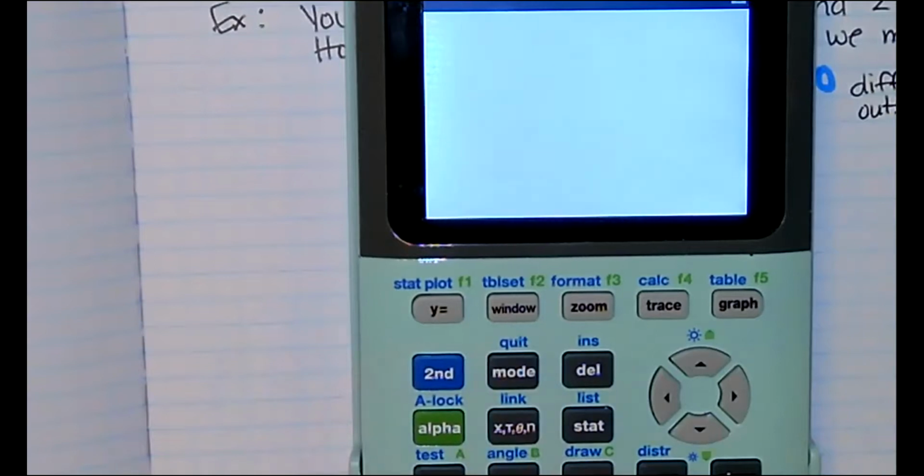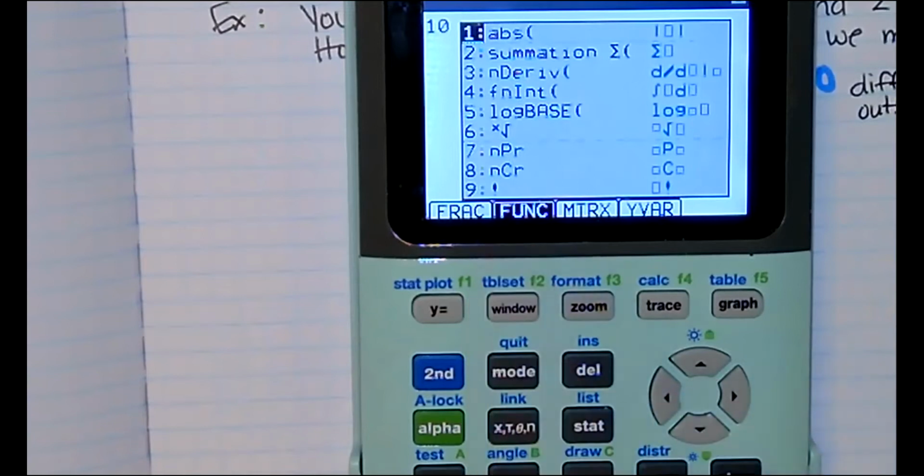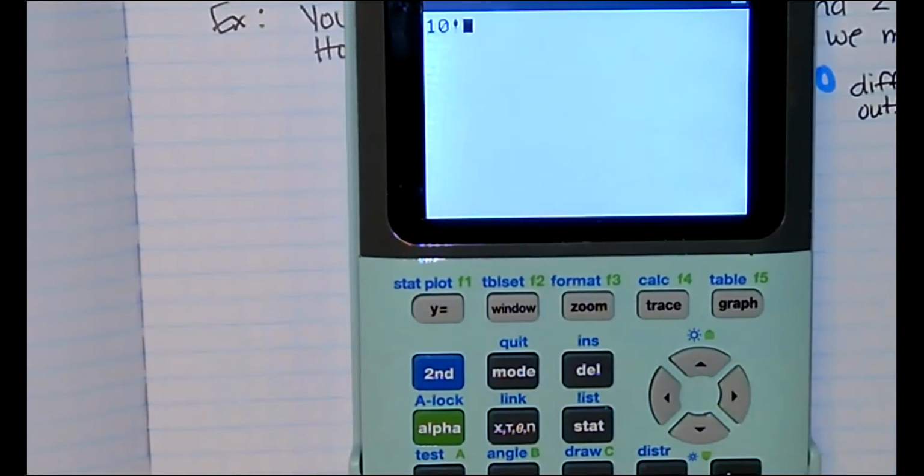So for example, if I wanted to do 10 factorial, I would go 10, and we say factorial, that's how we read it. And I could go alpha window, and I'm going to pick number 9. Let me just have it focus a little better. And I hit enter, and then that would be our answer. So what I'd like for you guys to do is on the worksheet, do this section and work out 8 factorial down to 1 factorial.